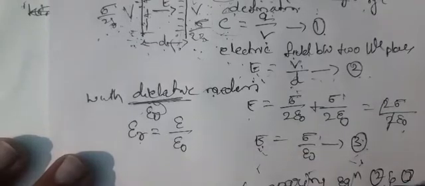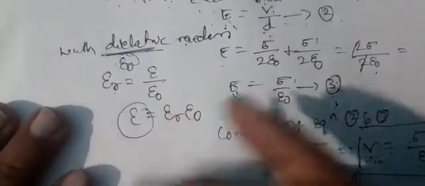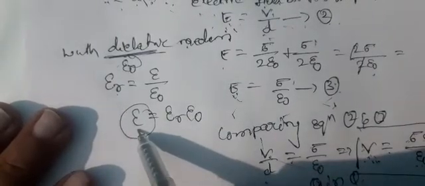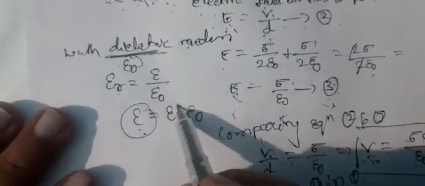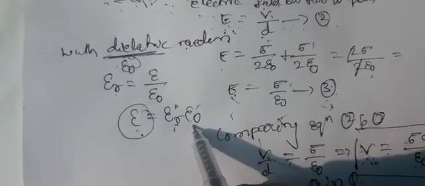Epsilon r is equal to epsilon by epsilon naught, or epsilon is equal to epsilon r into epsilon naught. Epsilon is the permittivity of a material medium, also called dielectric media. Epsilon r is called relative permittivity or dielectric constant. Epsilon naught is the permittivity of free space.